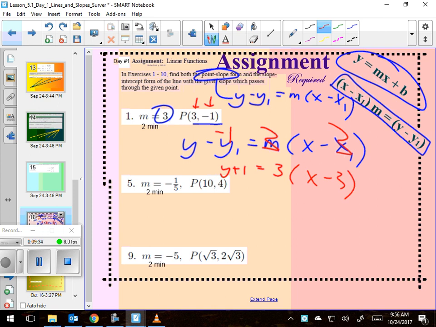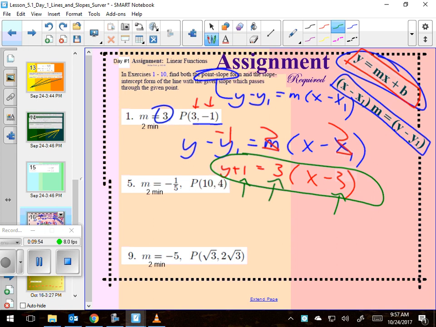You don't have to solve it for y unless they ask you to, which they did. They asked you to make it also in this form. This is one of your answers, which you then go on to solve for y, and it'll give you another form of an equation. But this is a good form. It's got a point, and it's got the slope. That's why we call it point slope.